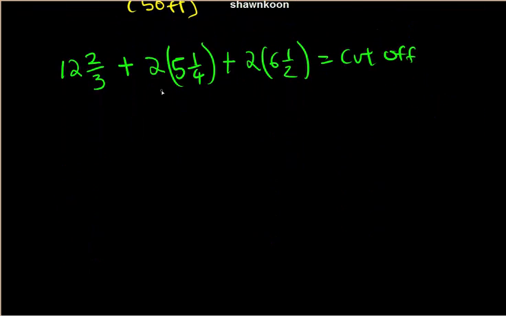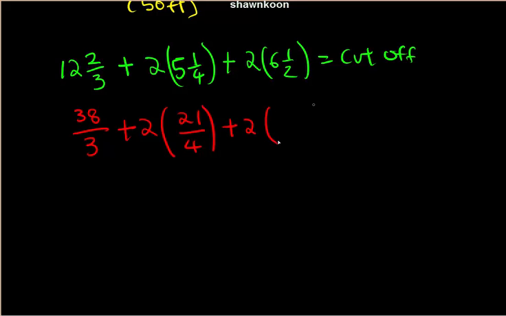So let's solve that. When I usually solve these kinds of questions, I like to change these mixed numbers into improper fractions. So instead of 12 and 2/3, I would write it as 12 times 3, which is 36. 36 plus 2 is 38. So 38 over 3, right? Plus 2 times 5 times 4 is 20, plus 1 is 21 over 4. Plus 2 times 6 times 2 is 12, plus 1 is 13 over 2.